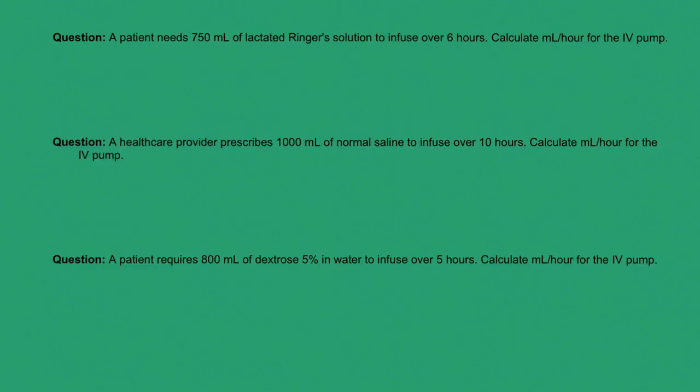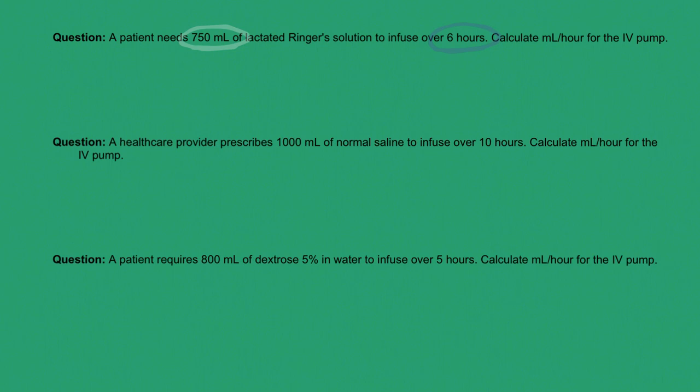Moving on to some additional practice, let's find our 2 key pieces of information. Here we have a patient that needs 750 milliliters of lactated Ringer solution to infuse over 6 hours. Calculate the milliliters per hour. All right, circle your 2 key pieces of information. You have 750 milliliters, and you need to give it over 6 hours.